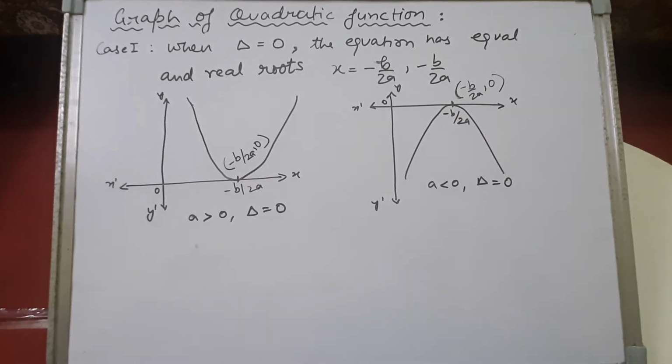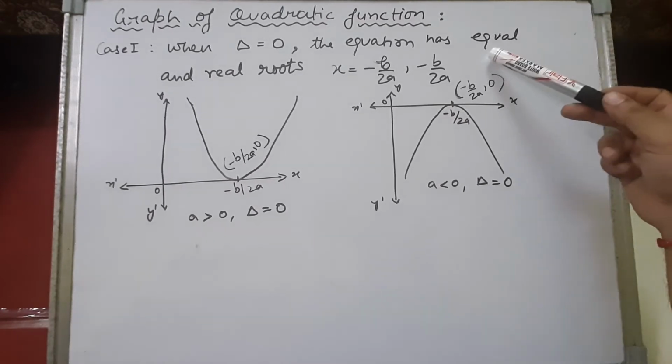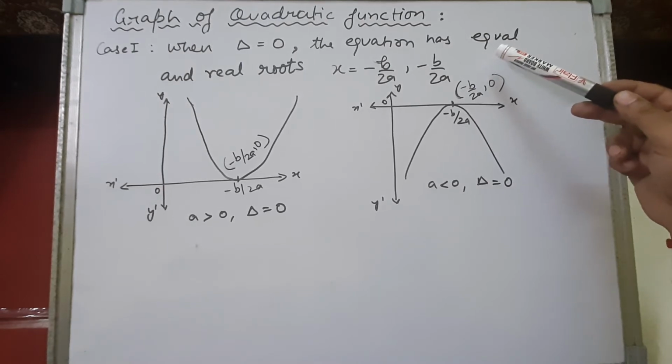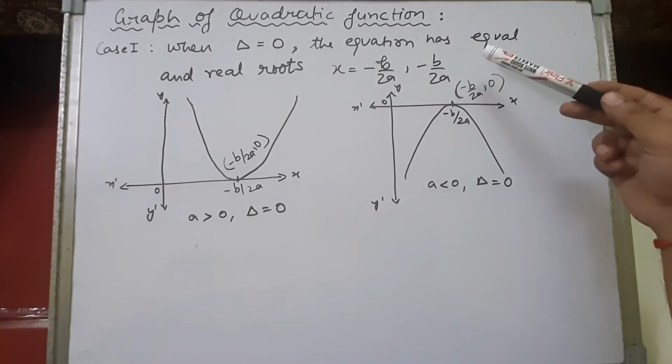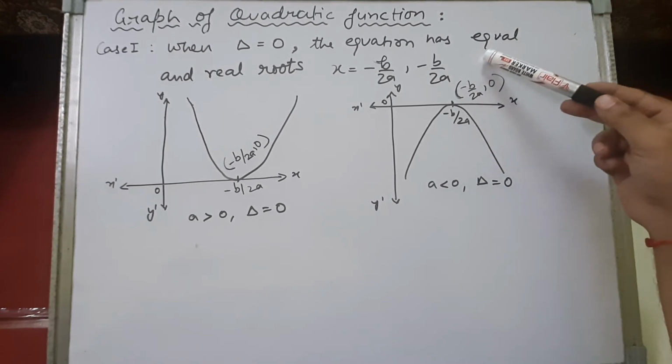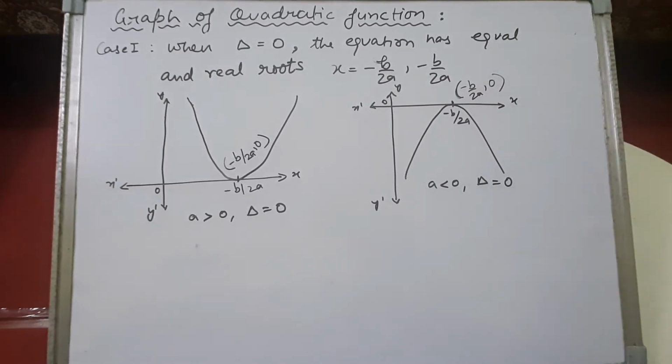Now case 1 says when delta, or the discriminant, is 0. We know that when the delta of the equation ax square plus bx plus c equals 0, the equation must be having real roots. So here the value of x is minus b upon 2a, that we have calculated. So the value of x will be real and equal. That means the two values of x, the two roots that will be obtained, will be the same: minus b upon 2a, comma, minus b upon 2a.